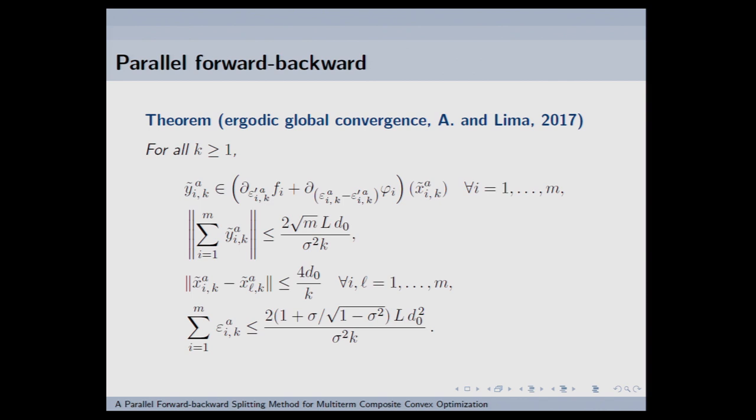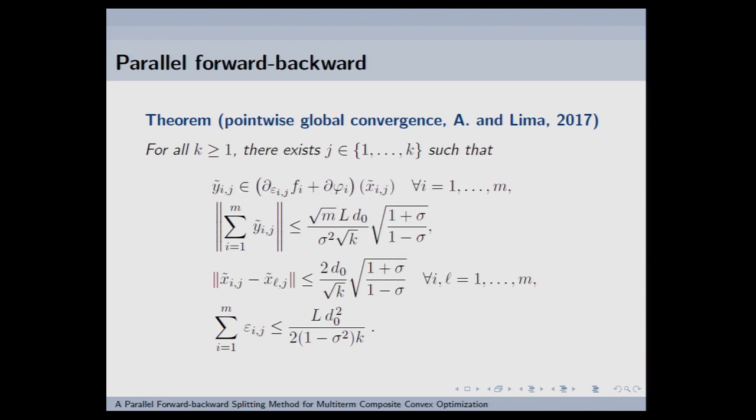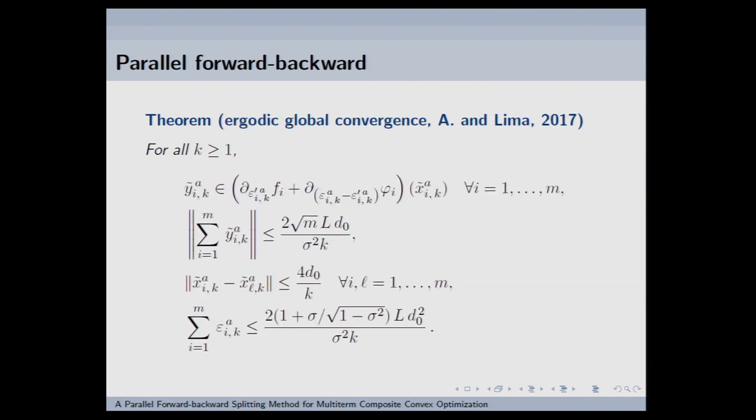The rate is better, but the price to pay is that here we have epsilon just in f, and here we have the epsilon-subdifferential in both f and phi. So the sum of these is this one, and the sum is bounded. Of course, this one is positive. These are averages. D0 is the distance of the initial iterate to the solution set, and L is the Lipschitz constant, with the square root of m.